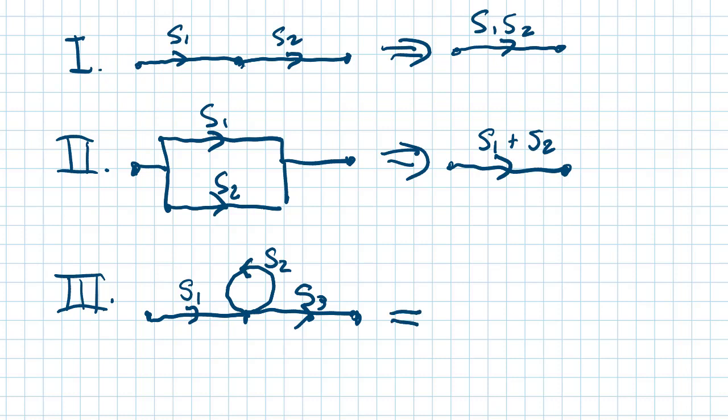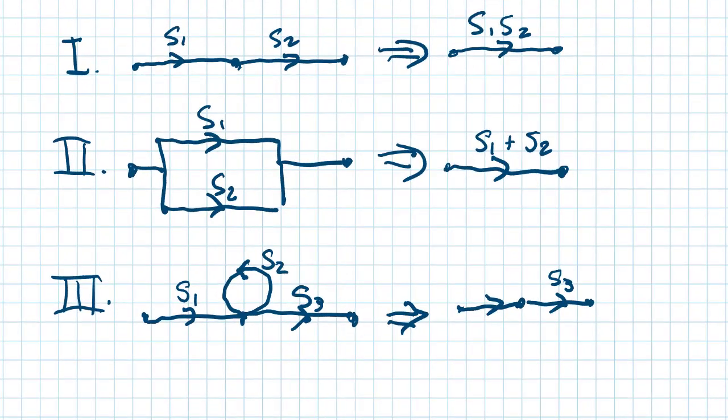What you can do in that scenario is you can eliminate the loop by dividing all of the inputs to that node by 1 minus the loop gain, or the loop S parameters. So what I'm going to say is this is the same as: there's the output, but instead of the input and the loop, we can combine those together by saying that it's S1 divided by 1 minus S2.